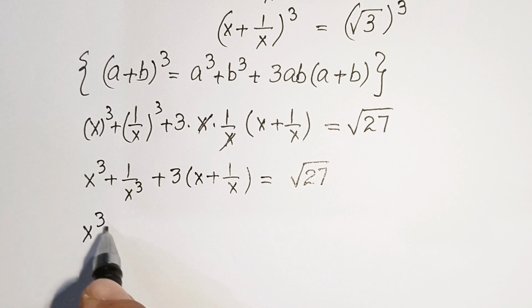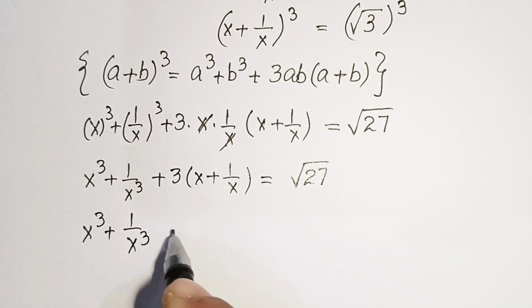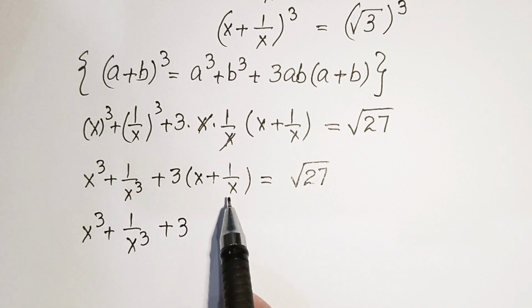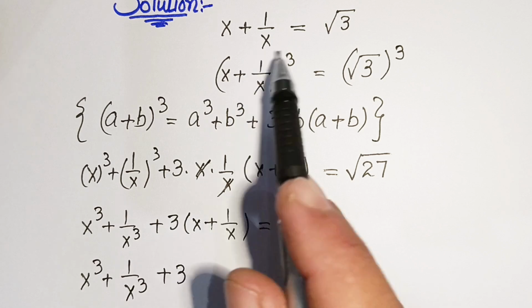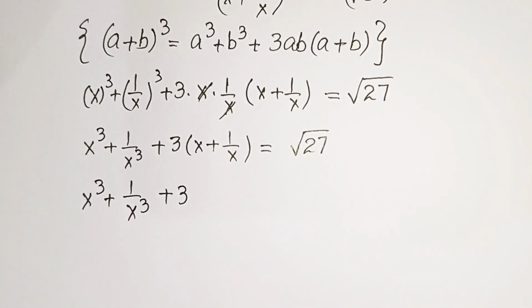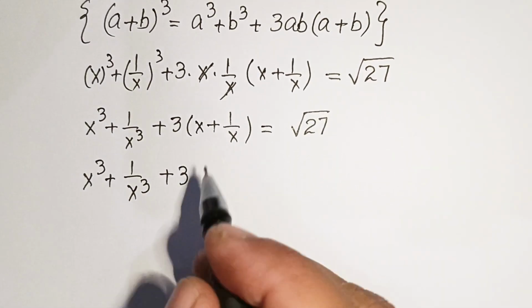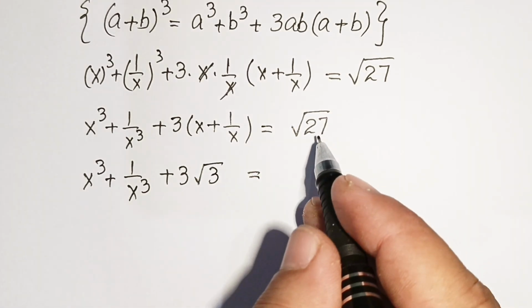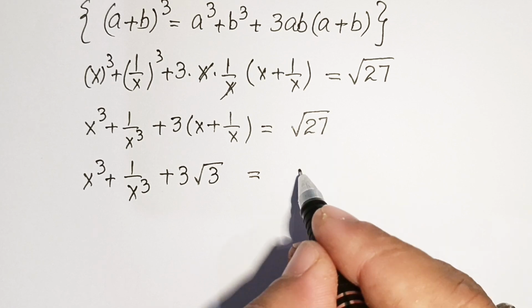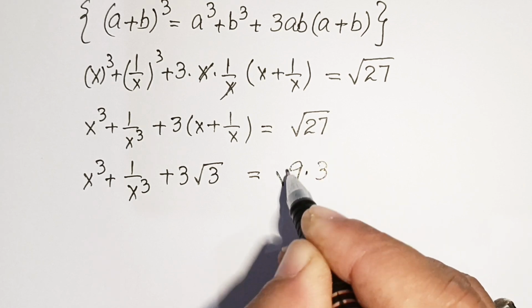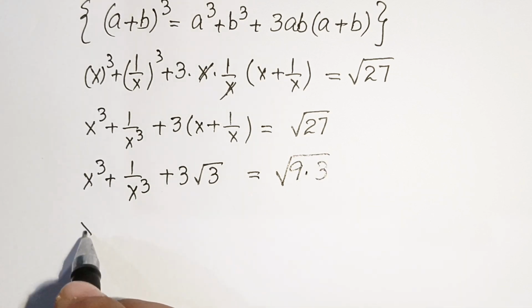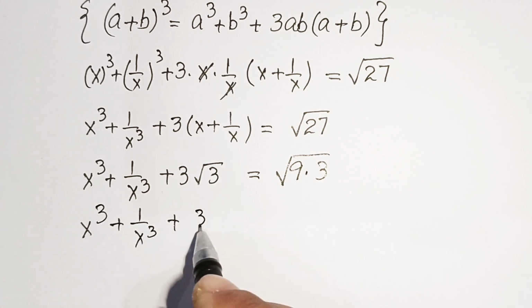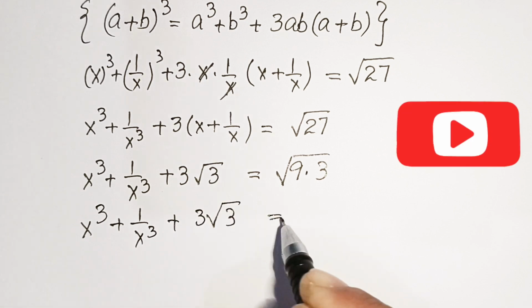Now x cubed plus 1 over x cubed plus 3 times, as we know from our problem, x plus 1 over x is equal to square root of 3. So here we have 3 times square root of 3. Square root of 27 will be written as square root of 9 times 3. Here we have x cubed plus 1 over x cubed plus 3 times square root of 3 is equal to square root of 9 times 3.